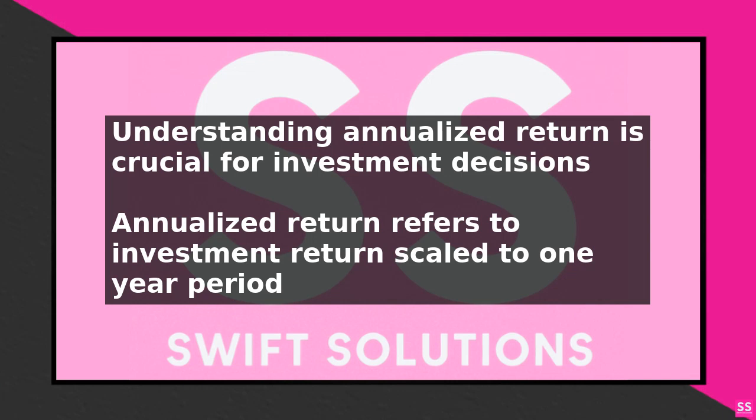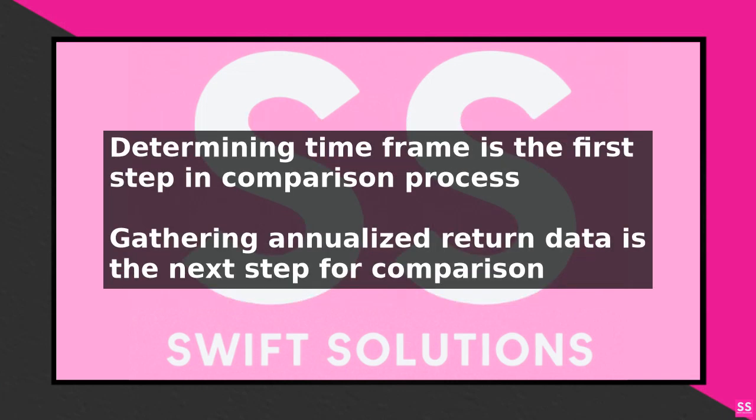The first step in comparing Betterment annualized return versus alternatives is to determine the time frame for comparison. This could be 1 year, 5 years, or even 10 years. Once the time frame is established, the next step is to gather the annualized return data for Betterment and the alternative investments. This data can typically be found on the investment company's website or through financial news outlets.